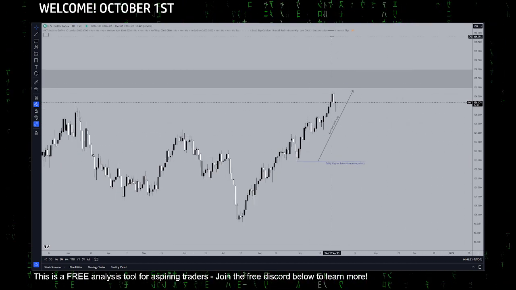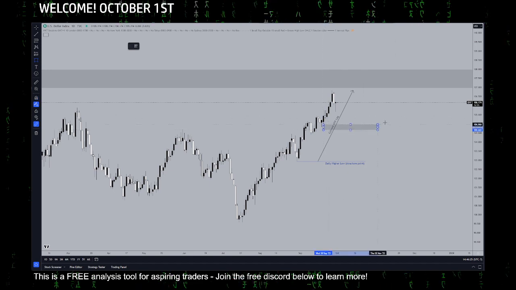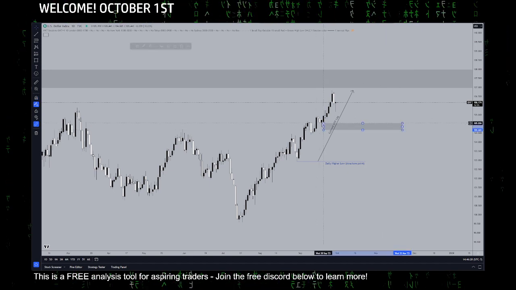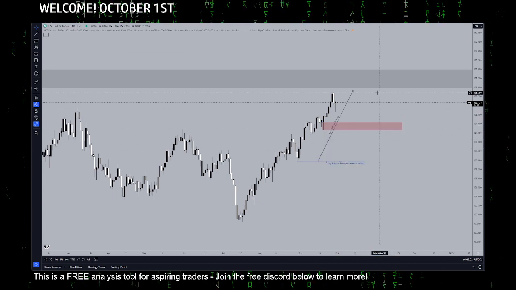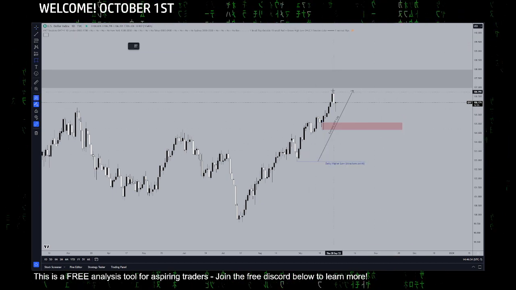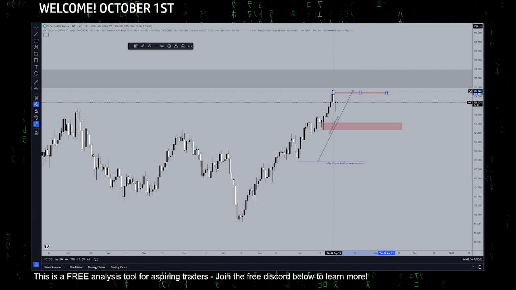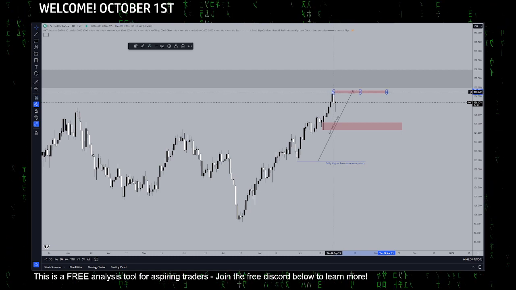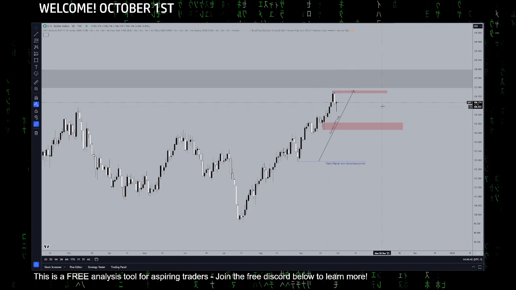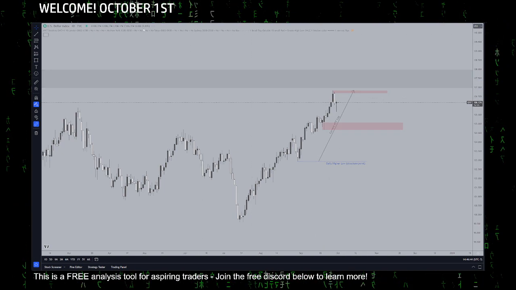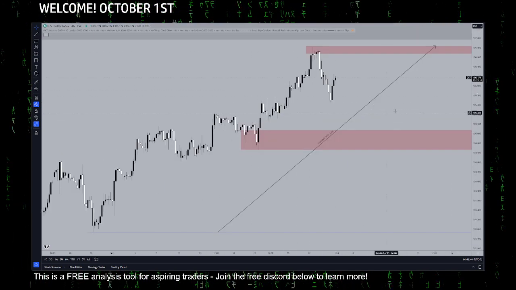Now, this is our overall leg. I'm just going to go ahead and do my normal process here of marking out my key supply and demand zones. Great. Take that there. And then we're going to go and take a peek at the 4-hour chart.